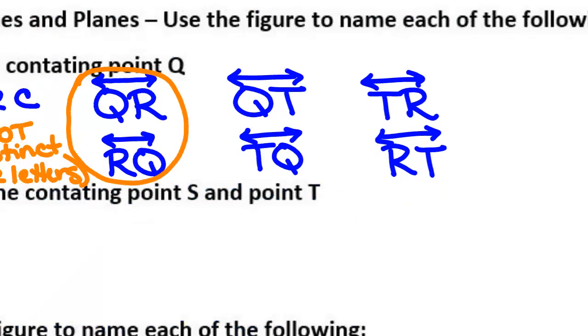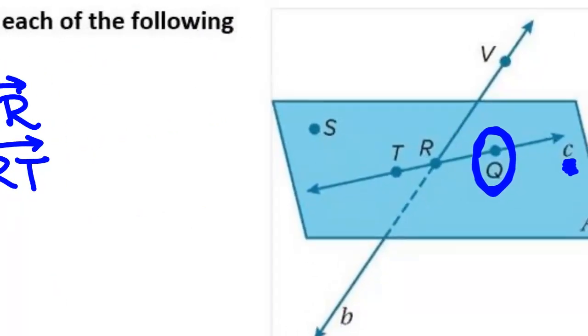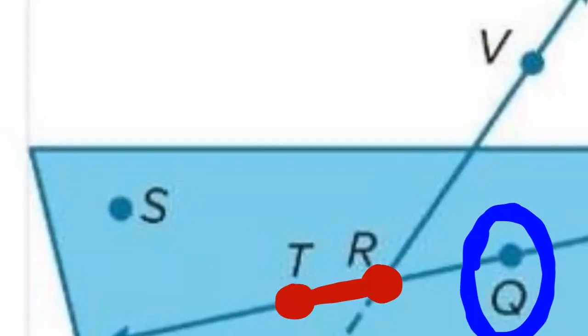All right. One thing I want to point out very quickly before we move on to part B, I had some great questions about this last period. Somebody asked me, well, does TR really work? Because doesn't it have to contain point Q? And that gives us a chance to talk about some differences in notation. So T and R are right here.